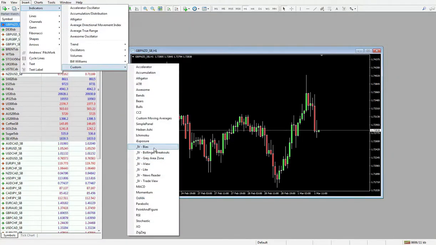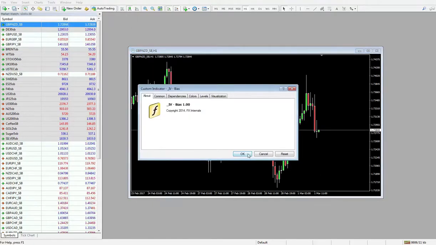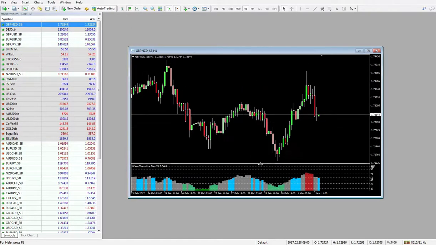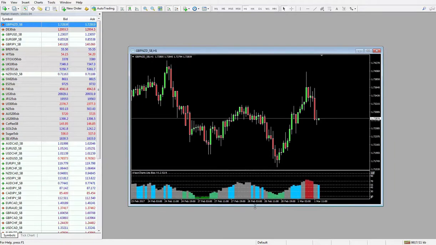So the first one we have is iView Bias. So the bias, select that and put that on the screen. Now what this gives you is an idea of what the market is trying to achieve. Like with many indicators, an oscillator especially, an oscillator is just something that works on a scale. So from 0 to 1 or 0 to 100. It's still an indicator, but an oscillator just means it has those regions.